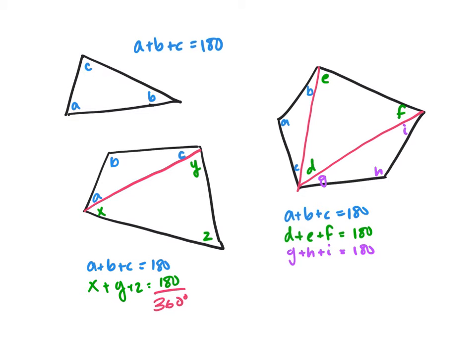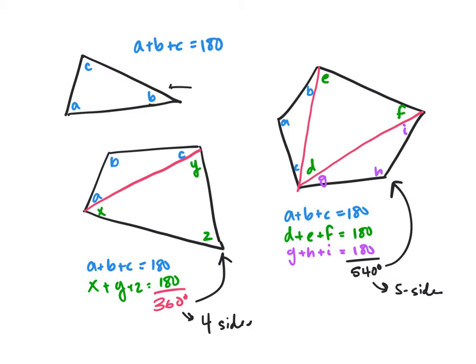And I would have eventually a total of 540 degrees. So I'd have 540 degrees for my 5-sided polygon, right? That's if it has 5 sides. I'd have 360 if it has 4 sides, and I'd have 180 if it has 3 sides, right? 180 if it has 3 sides. So now I can start looking at maybe there's a pattern here.